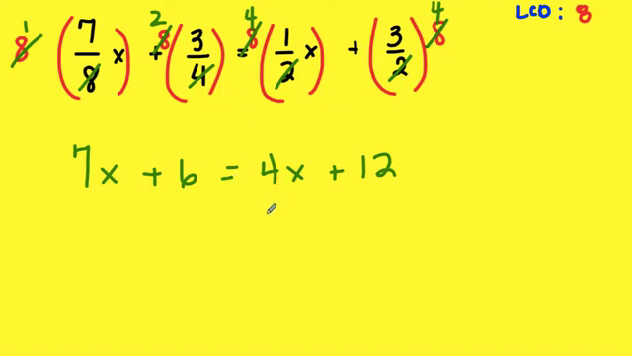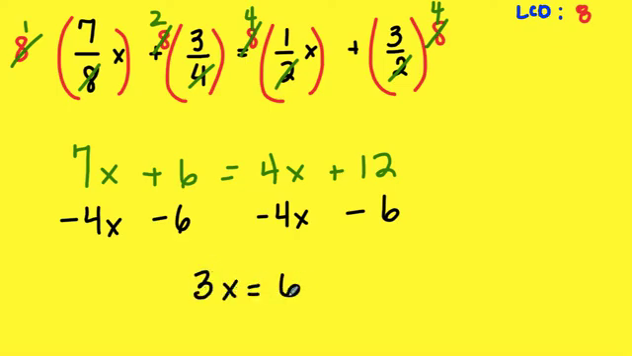All right, now I'm going to balance the equation. I'm going to subtract the 4x from both sides. I'm also going to subtract the 6 from both sides, all in one step, getting 3x equals 6. And then I'm going to divide by 3 to get x equals 2.